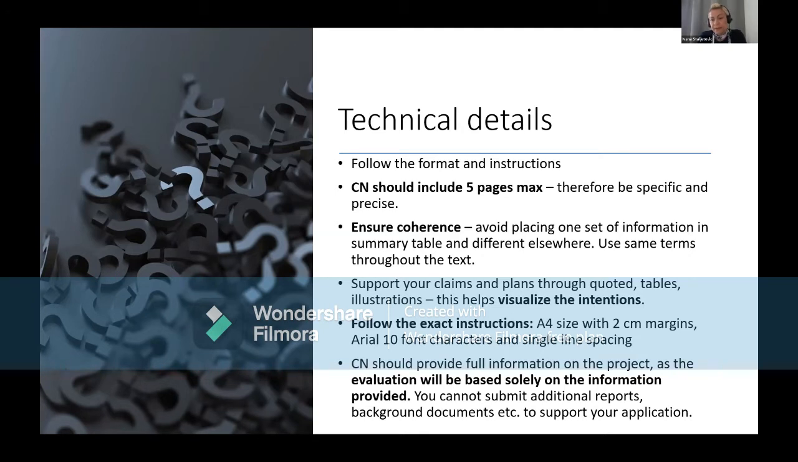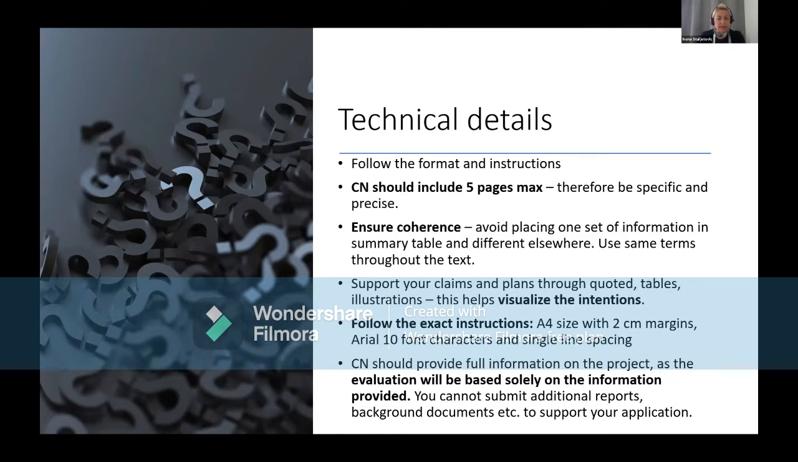You can use quotes from some relevant documents or articles. You can use tables. You can introduce tables or illustrations if this helps to visualize your intentions. So you can support your claims, and it is allowed to add what you deem necessary to make a clearer picture of your intention.